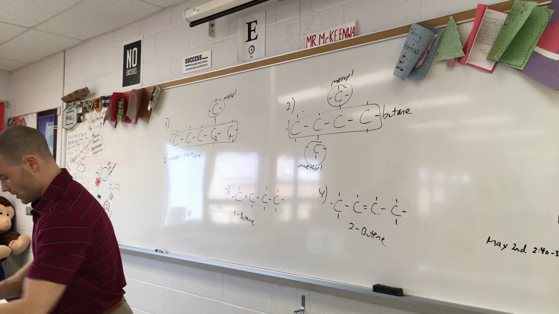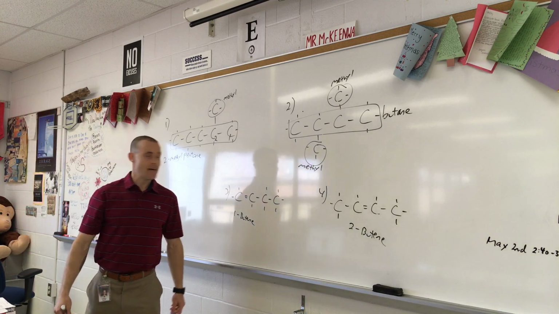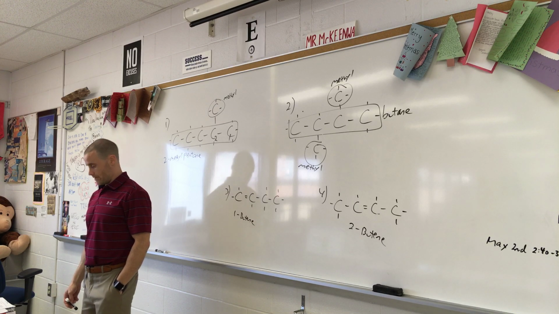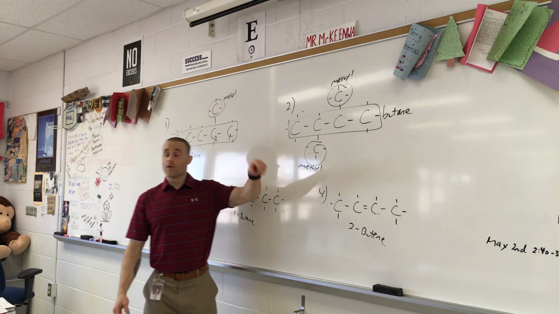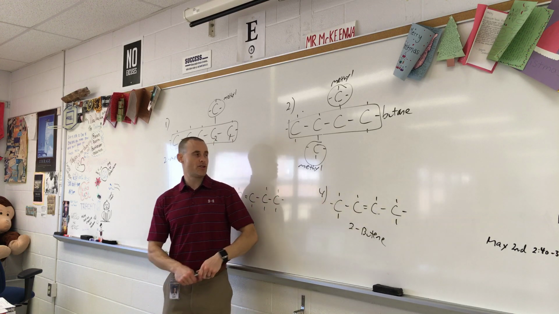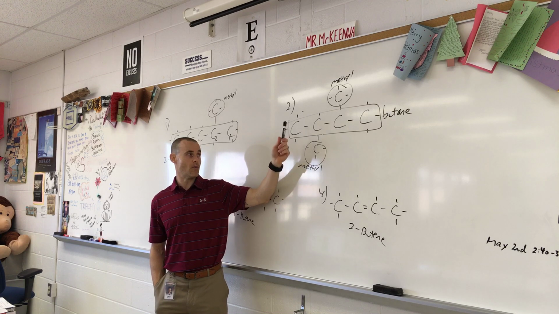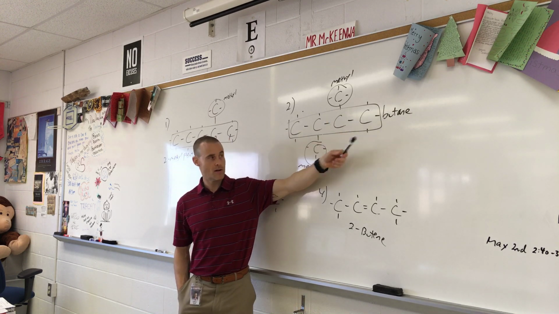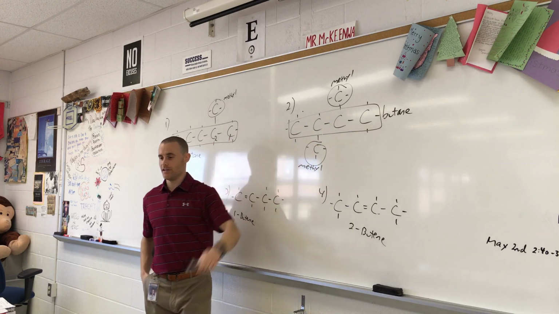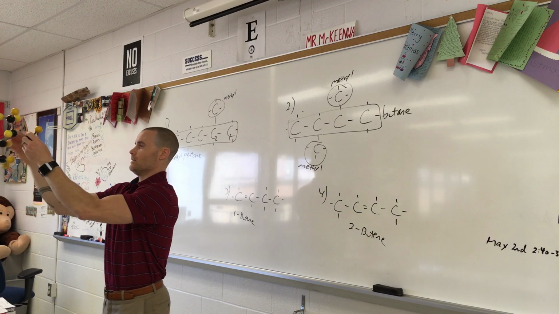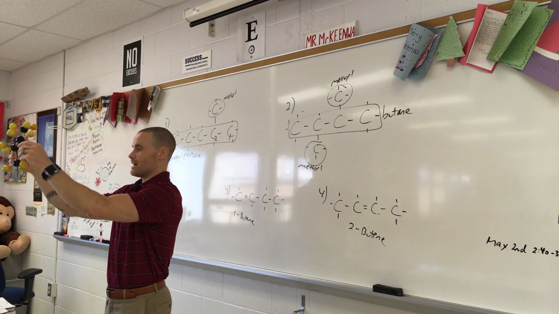All right, so now what's next before we name it? We have to number it. Go for the low. Well, there's 2 groups, so there's only one way you can number this thing. 1, 2, 3, 4, or 1, 2, 3, 4. It's literally the same thing. Whether I hold this molecule like this, or if I spin it like this, it's literally the exact same thing.